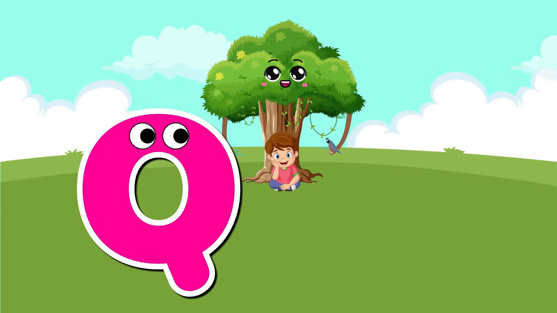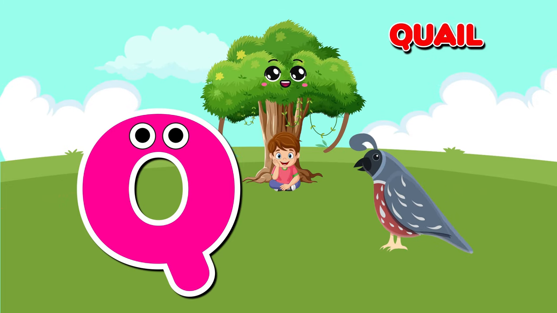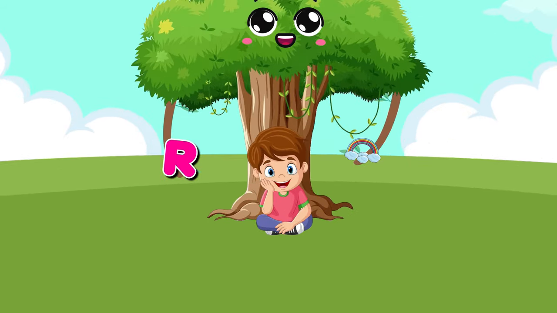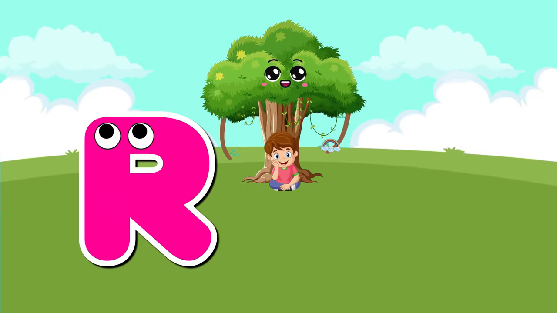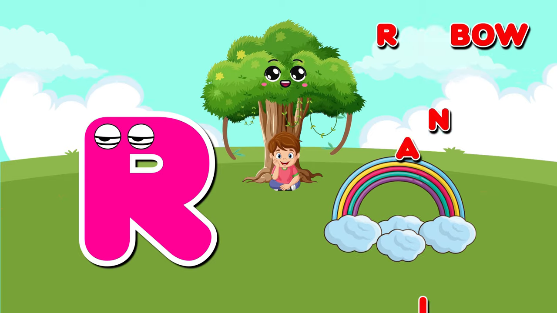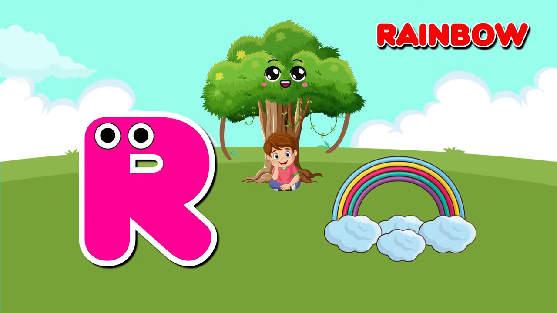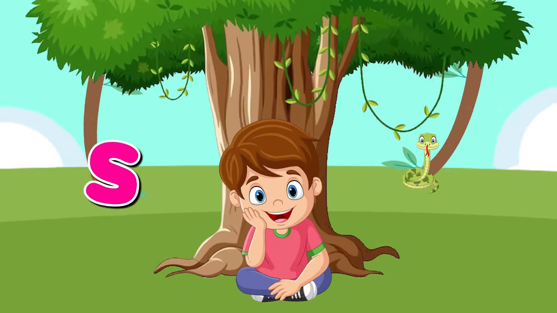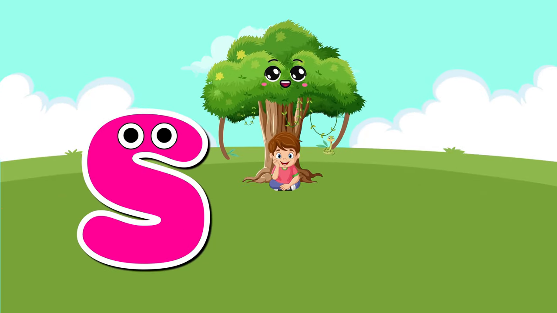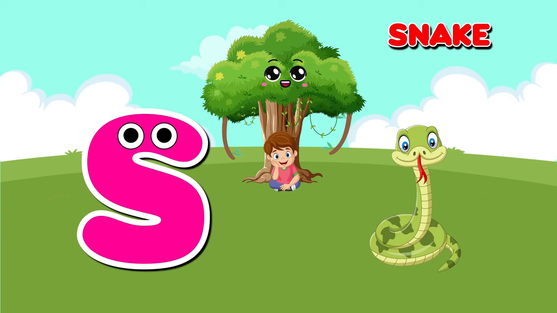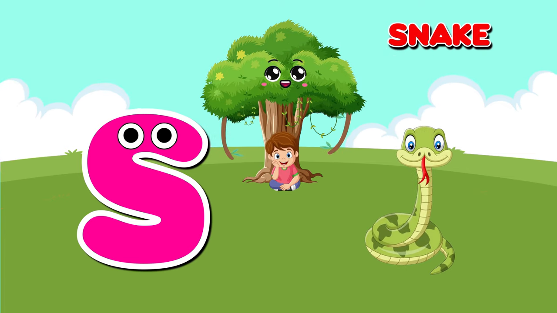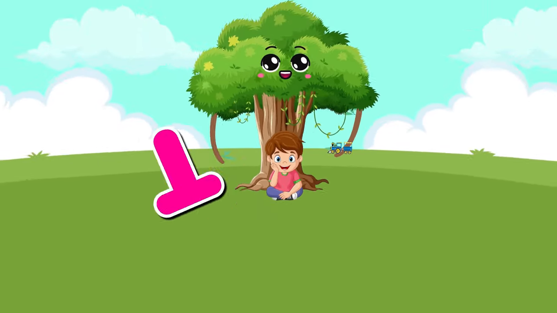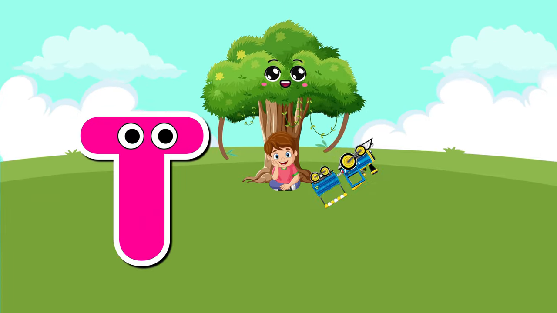Q is for quail. R is for rainbow. S is for snake. T is for train.